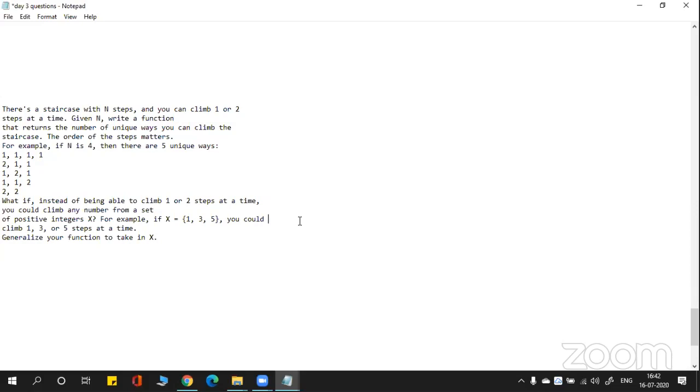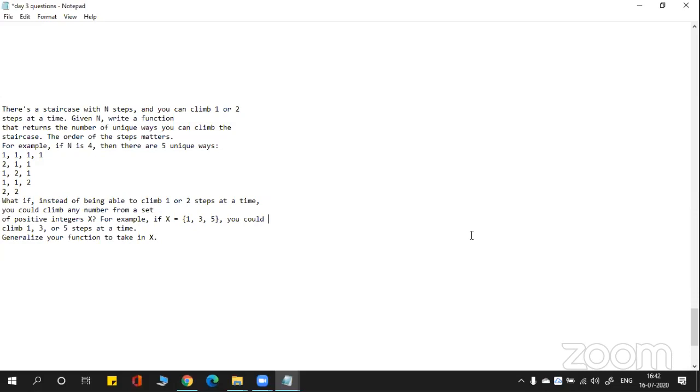Try this question. Any idea how to solve? There is a staircase with n steps. We can climb one or two steps at a time. Given n, write a function that returns the number of unique ways you can climb the staircase. The order of steps matters. For example, when n is equal to 4, there are 5 unique ways.